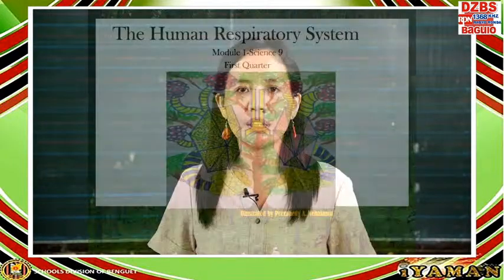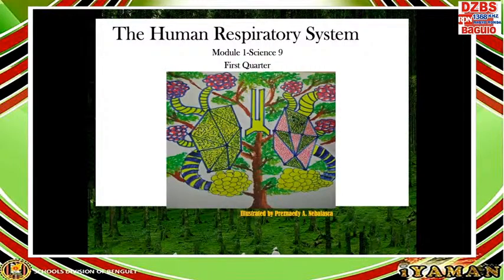1. Identify the major parts of the human respiratory system and each part's function. 2. Describe the movement of the diaphragm, the air go in and out of the lungs. And 3, explain the mechanism on how the respiratory and circulatory system work together to transport nutrients, gas, and other molecules to and from the different parts of the body.